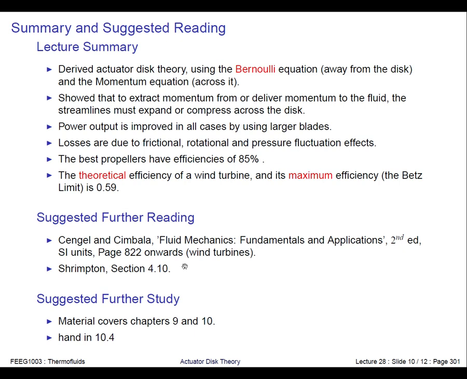And reading wise, Crowe doesn't have anything on actuator discs, but Cengel and Cimbala do. If you want to read that, this is an old edition, but I'm sure the newer editions will have something in there as well. This is a nice way to reinforce material that is in chapters 9 and 10, and have a go at handing in 10.4.